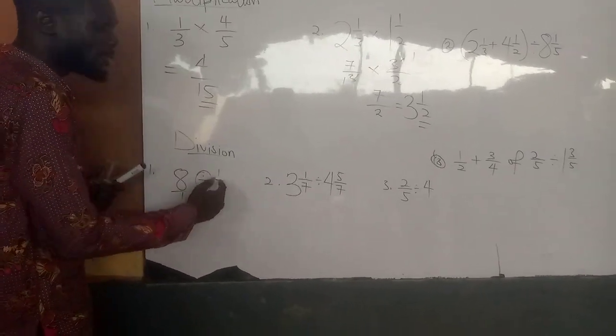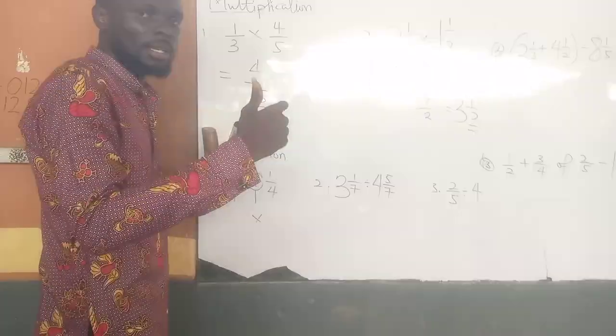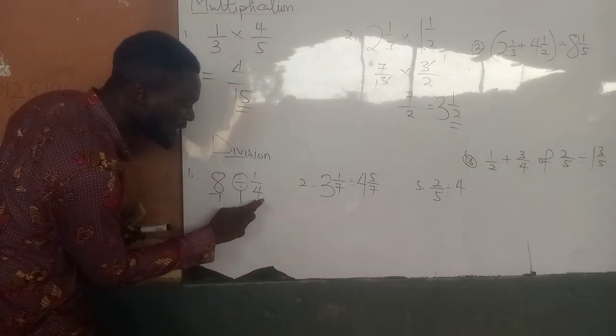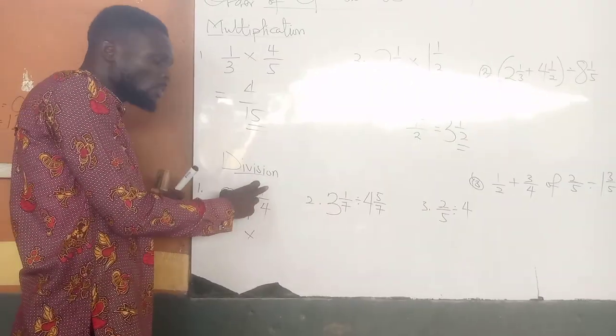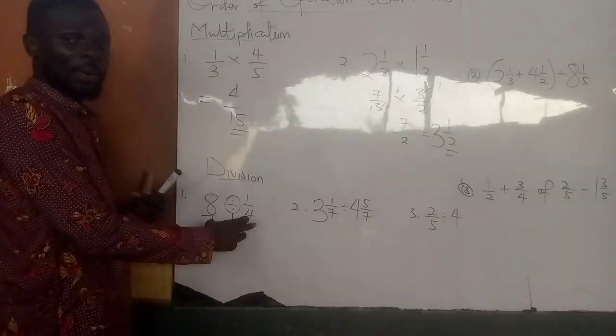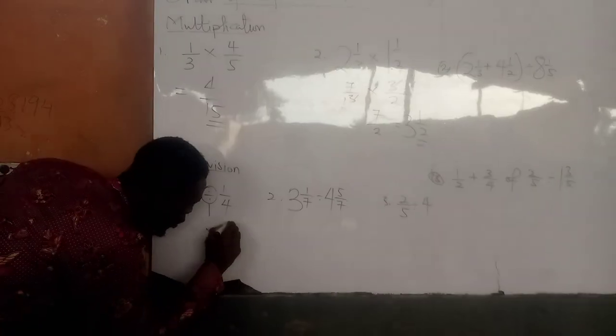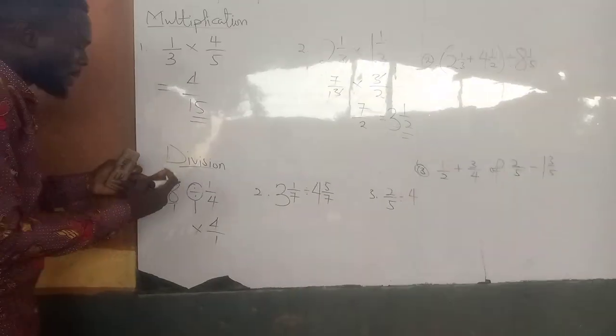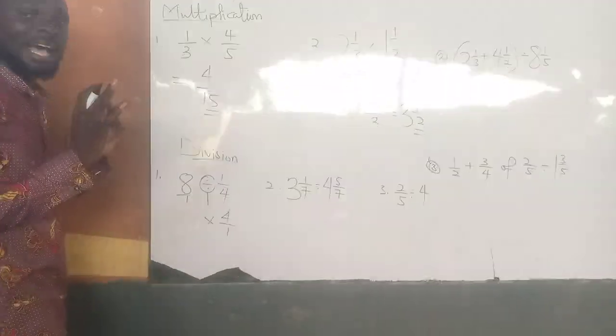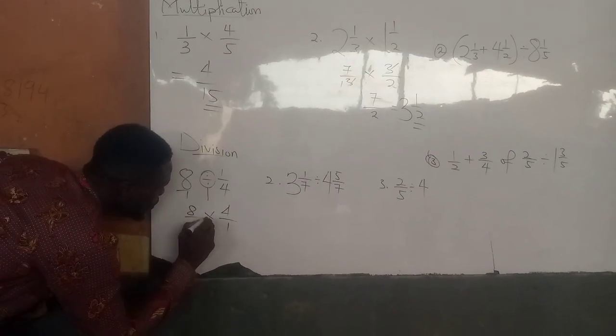So this 1 over 4 will reciprocate, meaning the 4, which is the denominator, will be our numerator, and the 1, which is the numerator, will become our denominator, which is going to be 4 over 1. So it will be upside down. But the fraction on your left will be as it is, which is 8 over 1.